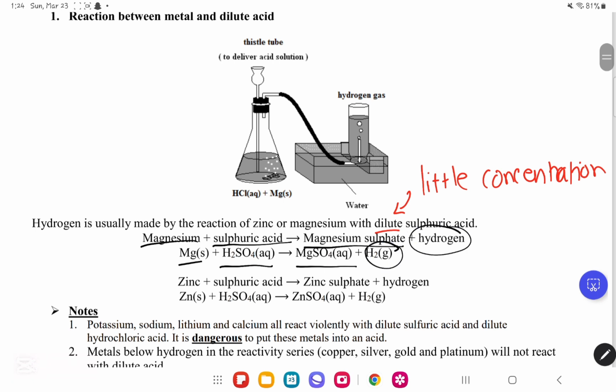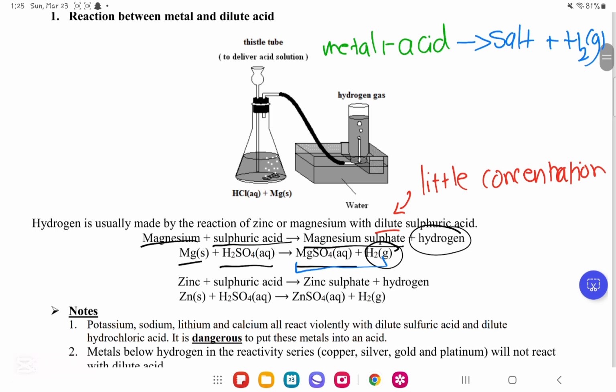So again, remember, if you cannot memorize the equations, what I would do personally is write a general format. So we are taking a metal, so the general format is metal in addition to acid, and this acid is dilute. It is going to form for us a salt, which in this case is magnesium sulfate, in addition to hydrogen gas. So keep this as the general formula. Metal plus acid will give us salt plus H2 gas.